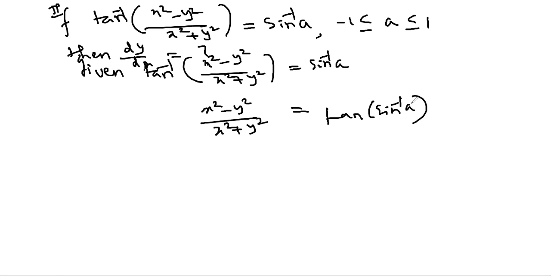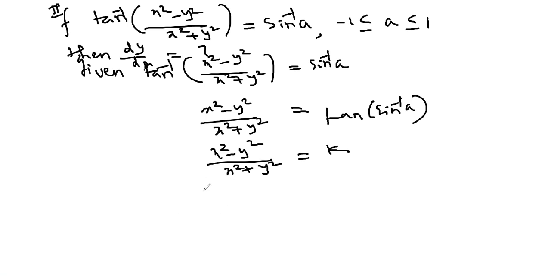So A is a constant number. Sin inverse A is constant. If sin inverse A is constant, then tan of sin inverse A is also constant. Suppose I take A equal to 0, sin inverse 0 is 0, tan 0 is also 0. So it is a constant. So once again I will write the expression: x square minus y square by x square plus y square equal to k. This is totally constant.